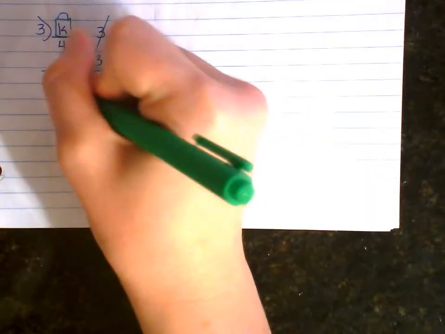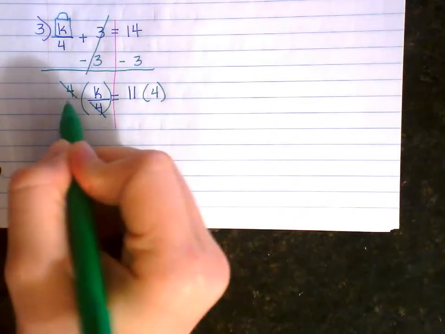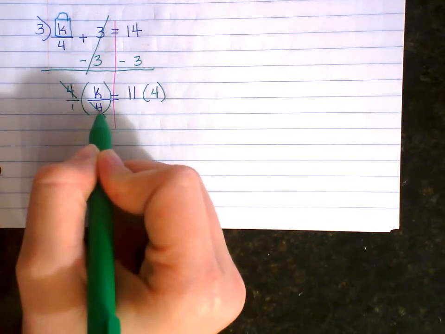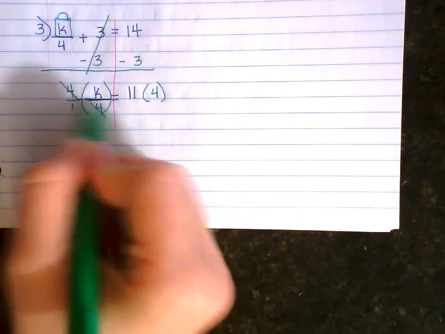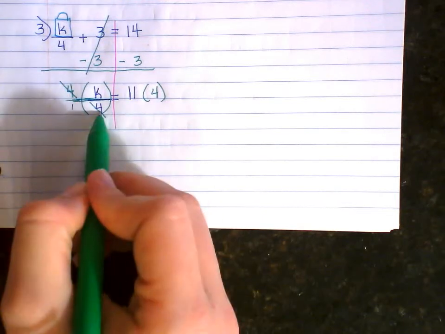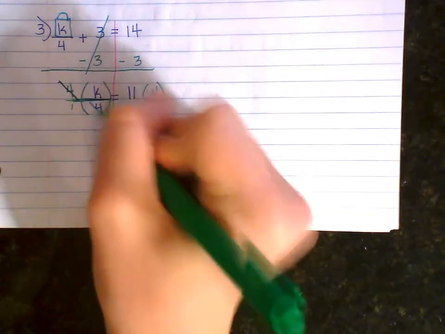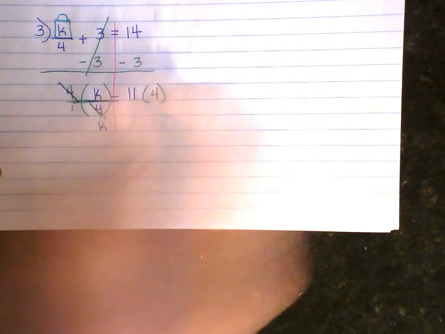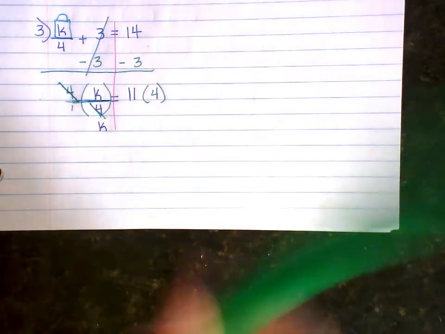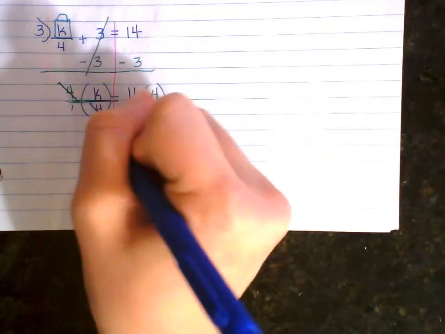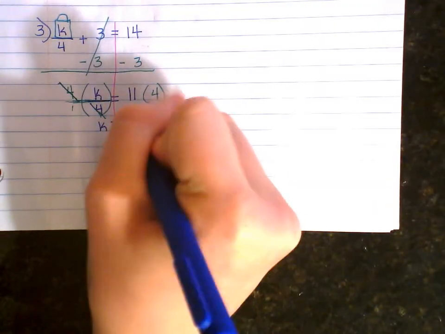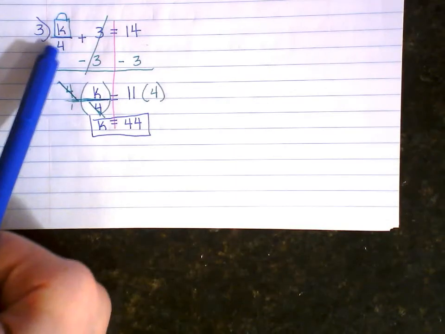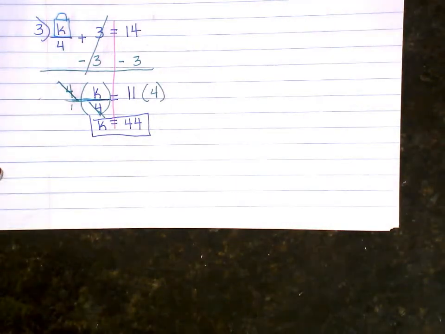4 and the 4 cancel out because this 4 is over an invisible 1, okay? So that's in the numerator, that's in the denominator. And we know that this division bar means divide. So 4 divided by 4 is 1, so it cancels out. It just leaves us with the k. 11 times 4 is 44. So when you see a fraction, to undo the division, you have to multiply.